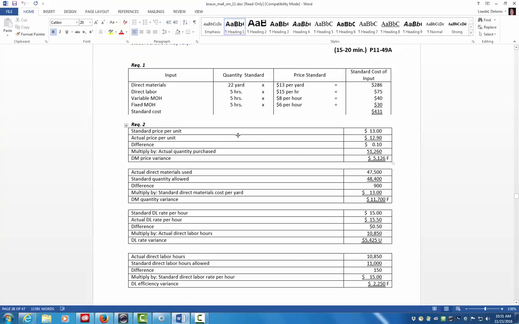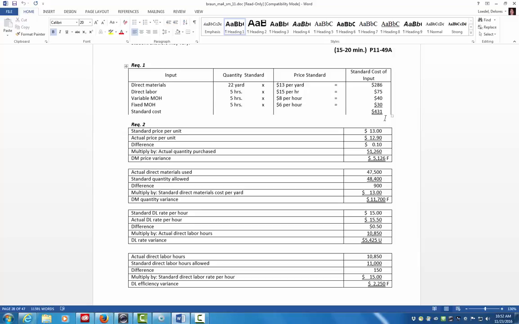So they started first here with showing you the input, the quantity standard, and the price standard, and the total standard cost for each one of these items. This information, of course, was given, to come with a total of $431 as the standard cost for one of these items, which was, I believe, an awning. Yes, per awning. Now, requirement number 2 is to go through and calculate each one of the variances.